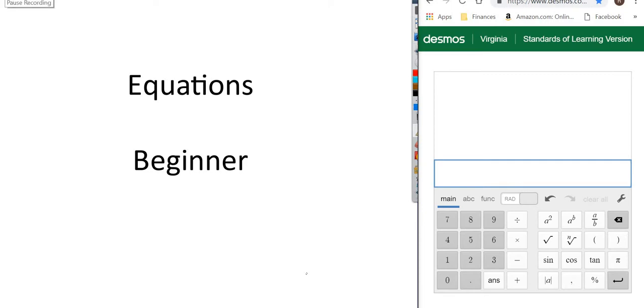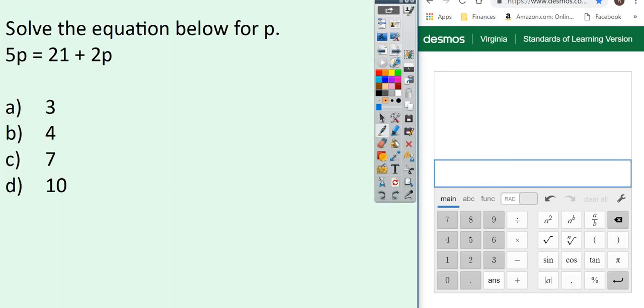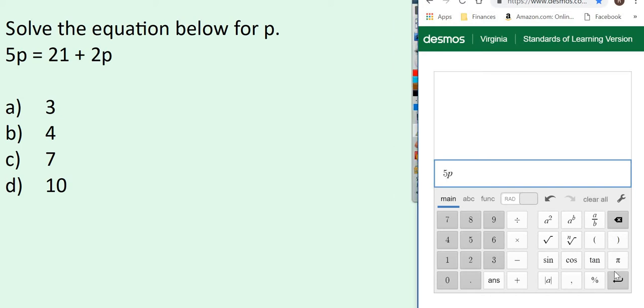Okay, we're going to do some equations for beginners here, and let's go ahead and get started. The first couple are multiple choice. When you have multiple choice, the first thing I would do is go over to Desmos and use my calculator, because you want to make sure you get the best use out of your tools possible. So I would put that in there.